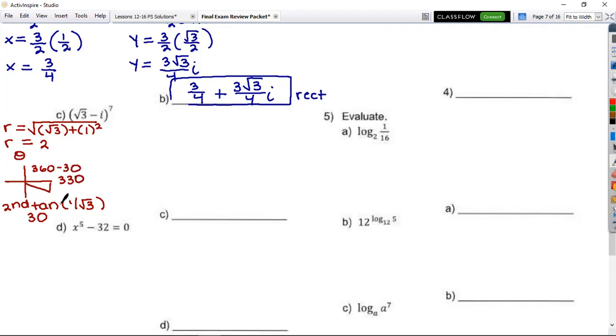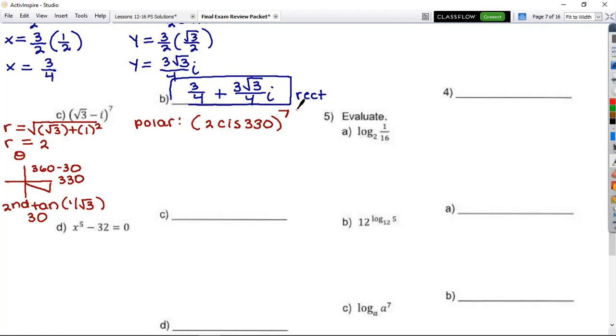All right, so now I'm going to write my answer in polar. So that's my first part here. So for polar, I am going to have now 2 cos plus I sine of 330 raised to the 7th. So this is a power question.